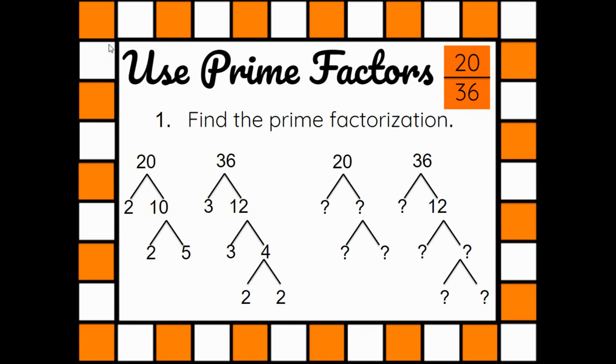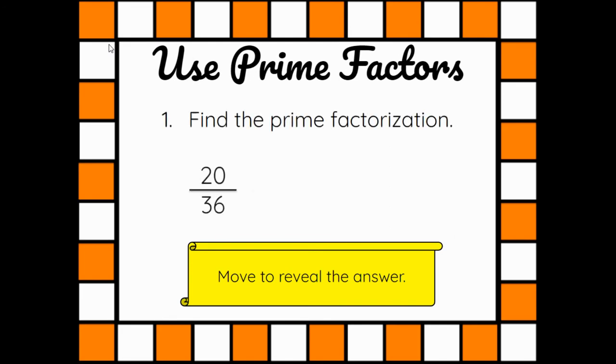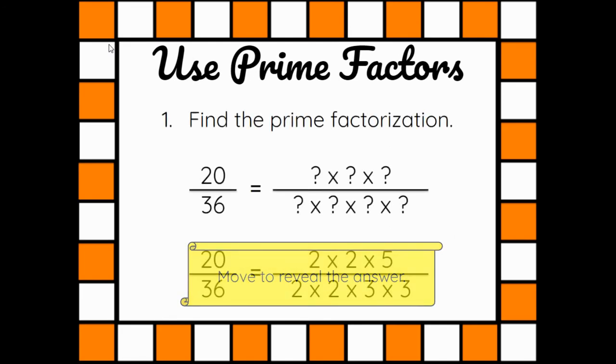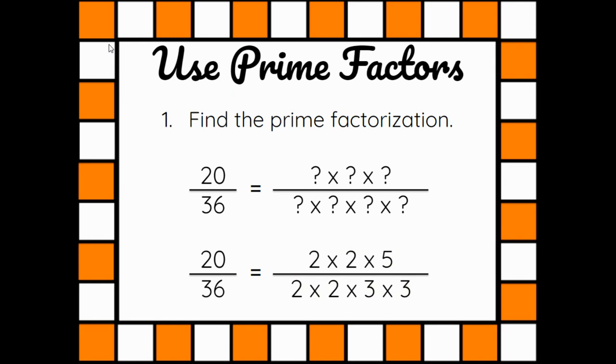There we go. We get 2 times 10, and 10 is 2 times 5. 36 is 3 times 12. 12 is 3 times 4. 4 is 2 times 2. So, taking a look, we get 2 times 2 times 5 over 2 times 2 times 3 times 3.